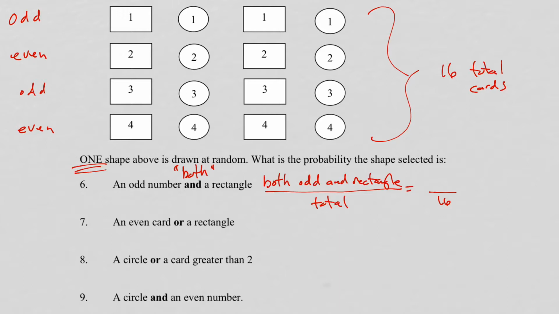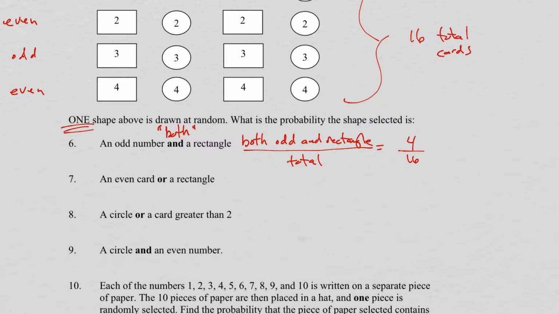So rectangle, that's these guys, and the odds will be 1, 2, 3, 4. So that means you have 4 that meet both criteria at the same time. They're odd and they're rectangle. So it's not the multiplication that we just talked about on page 1. All right, so now this reduces to, divide both by 4, you get 1/4.